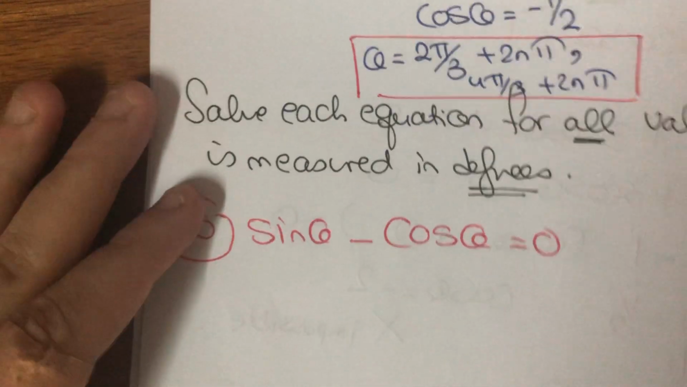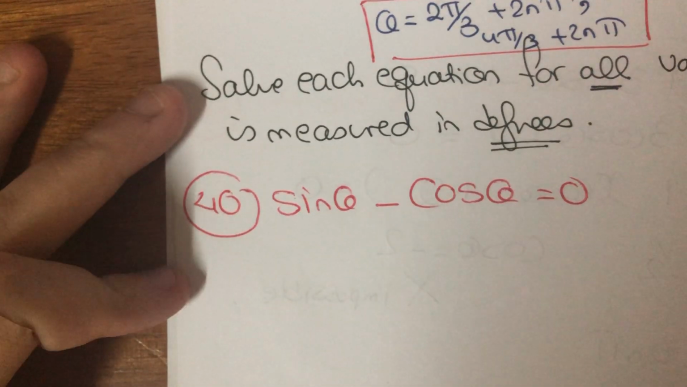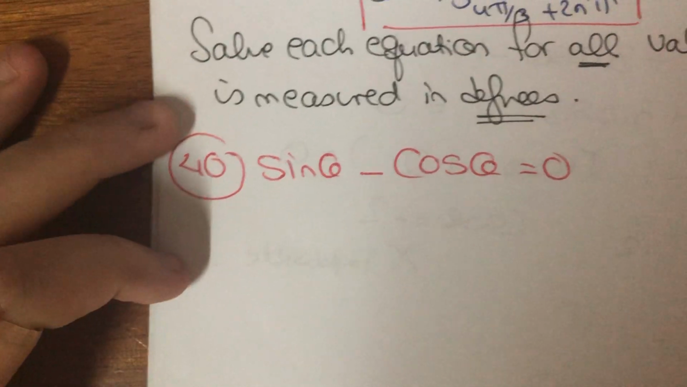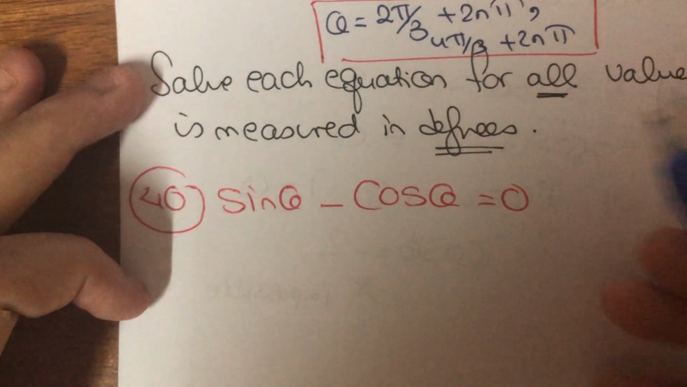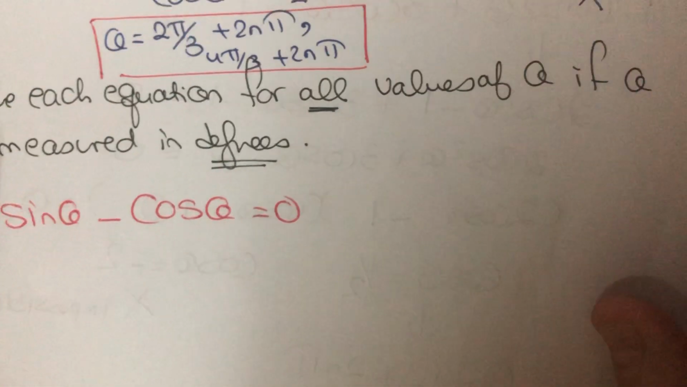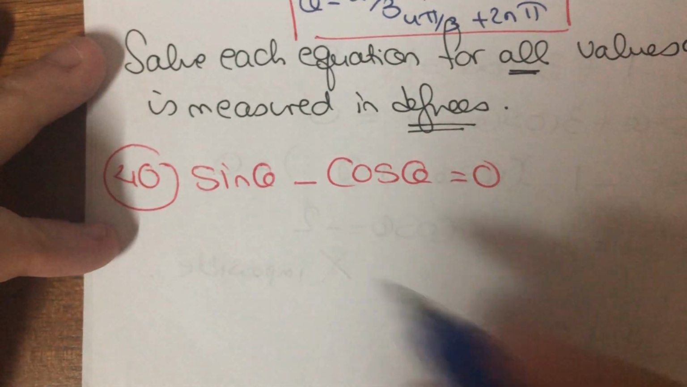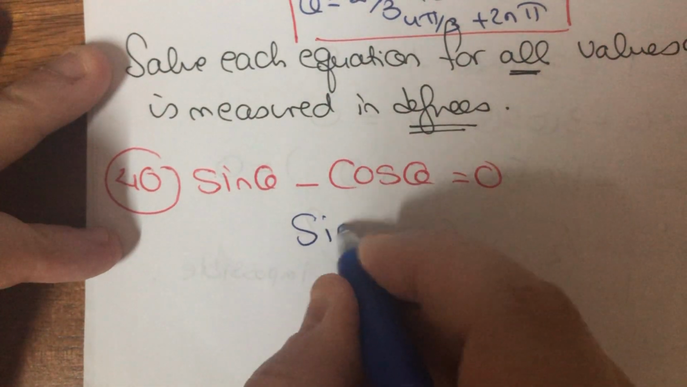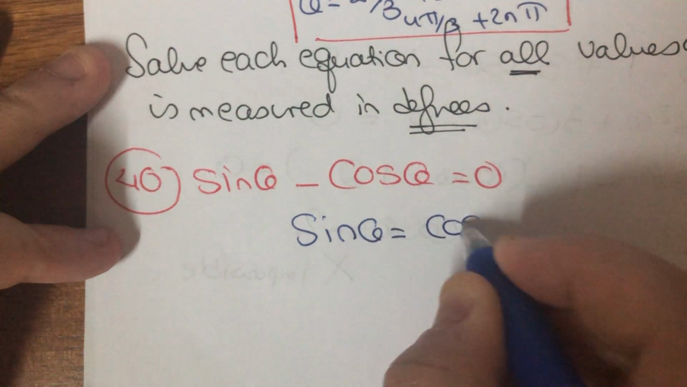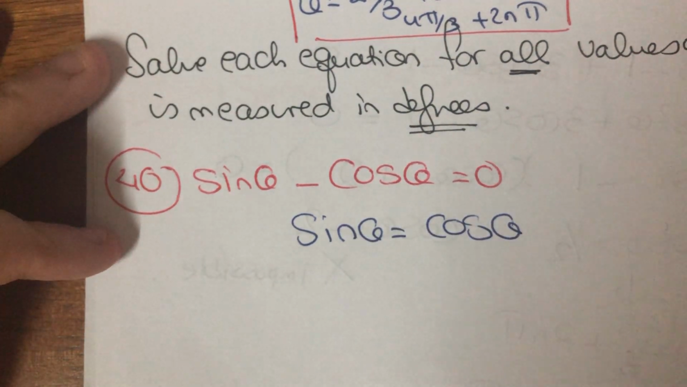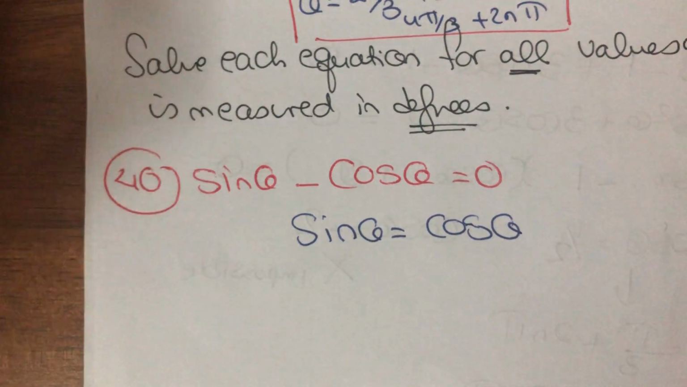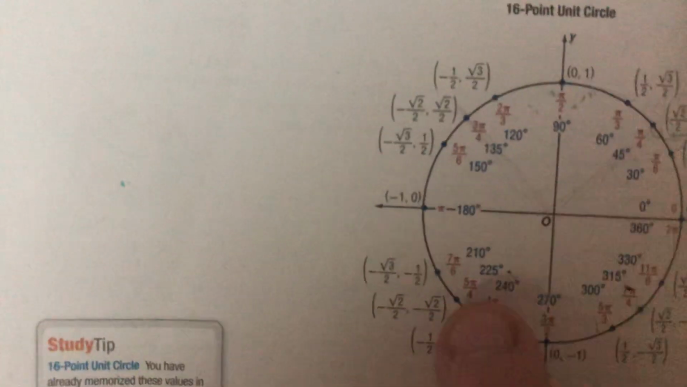I think this is the last pack, maybe. Question 40, no, it's not the last one. Question 40 says, solve each equation for all values, again, all values of theta, if theta is measured in degrees. For this question, I find the simplest way to think of it is to think when is sine equal to cosine. On the unit circle, sine is equal to cosine only here in this quarter and this quarter.